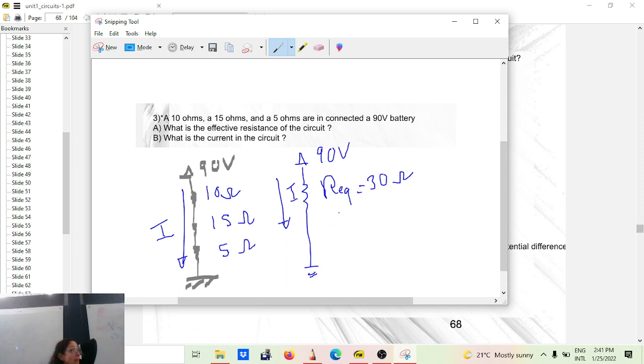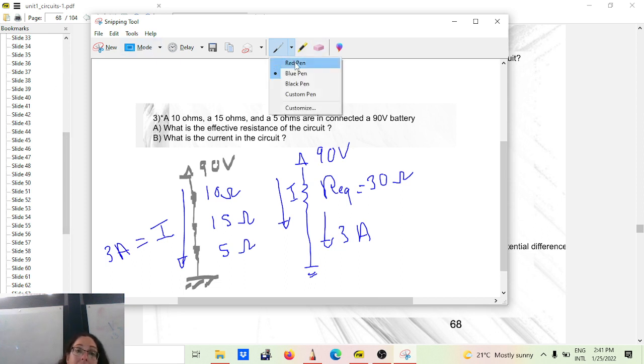So what's going to be the current? Very good. 3 amps. So then you take one step back. So that's going to be 3 amps. Okay? And then you can multiply to find the voltage drop. So that's going to be 10 times 3 is 30 volt. And then here we have 5 times 3 is 15. And then 15 times 3 is 45. Thank you.